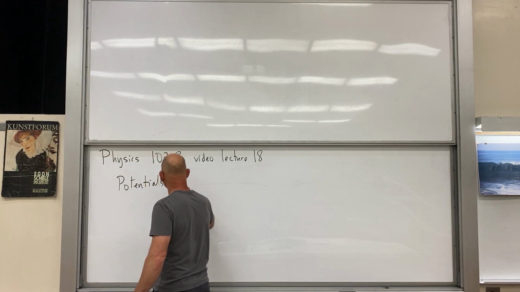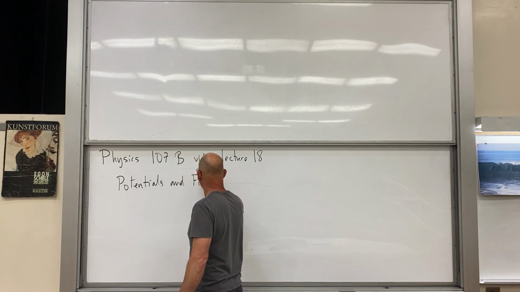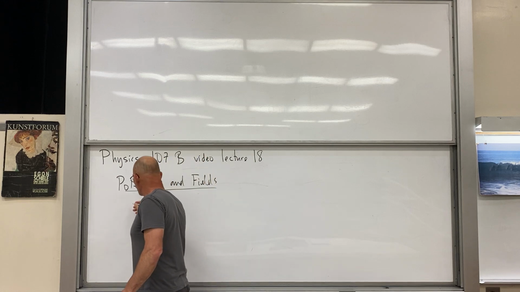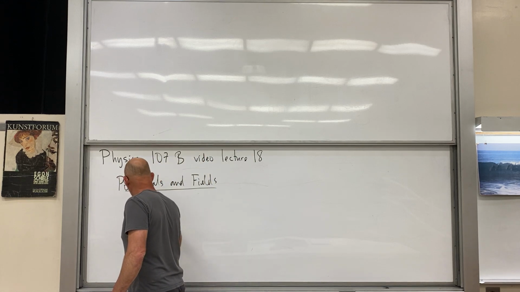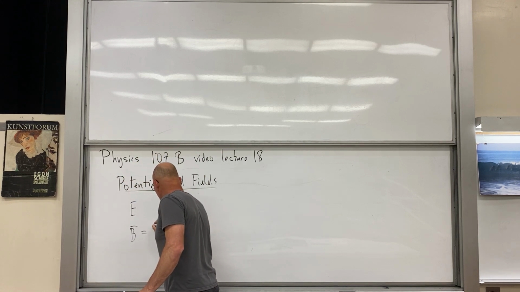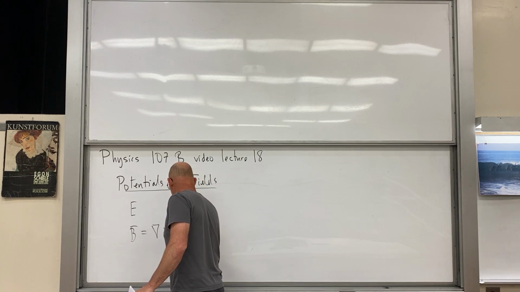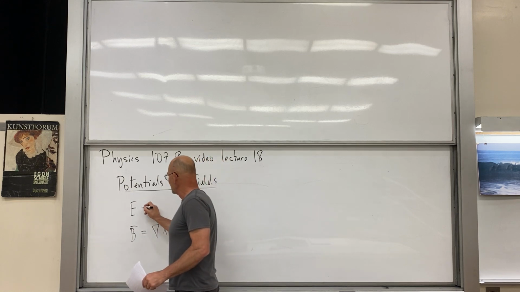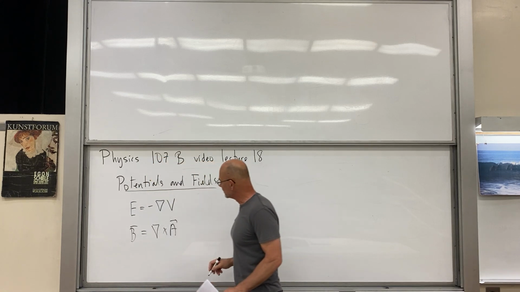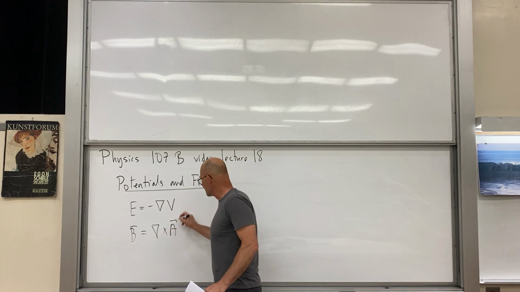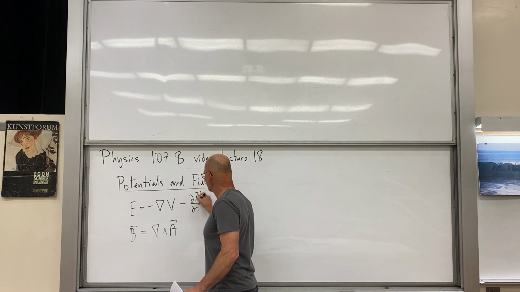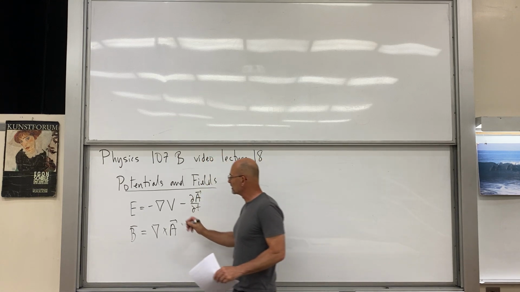So potentials and fields. And of course, we can get the fields that we want from the potentials. So the B field is the curl of the vector potential, and for the E field we have minus the gradient of the scalar potential, but it's also tied into the vector potential: minus dA/dt. Okay. So those are E and B vector.